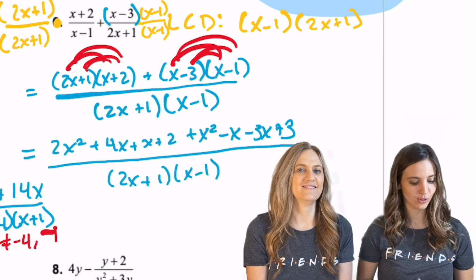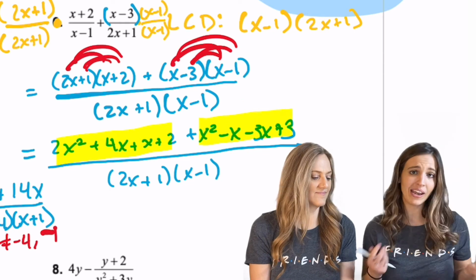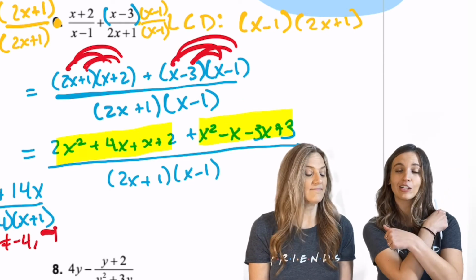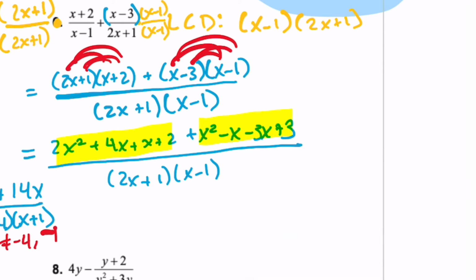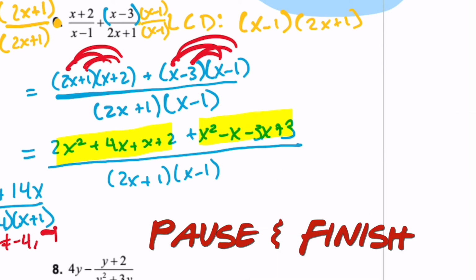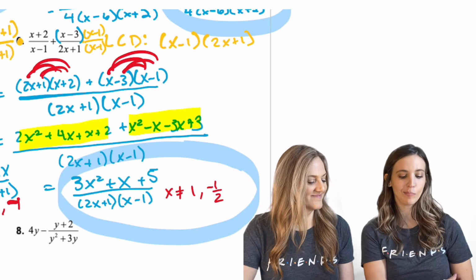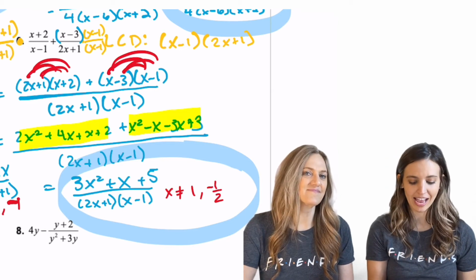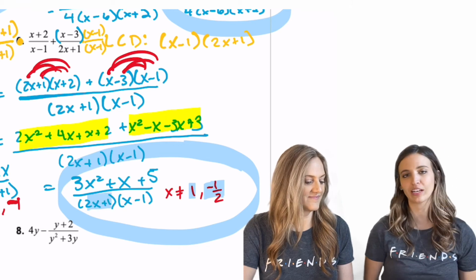Okay, so I multiplied out that first set to get here and then that second set to get here, but now I'm just set up so I can combine like terms. So combine like terms, get your final answer, and state your restrictions. Look at that beautiful final answer. All that hard work really did pay off. Notice my restrictions. I have restricting 1 and I'm restricting negative 1/2 because of that 2x plus 1.